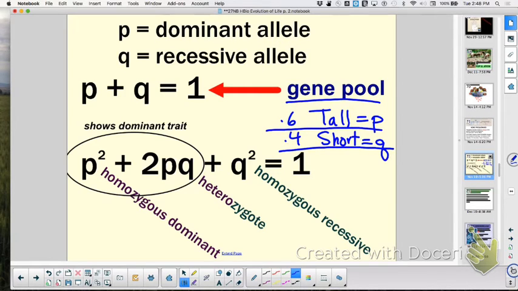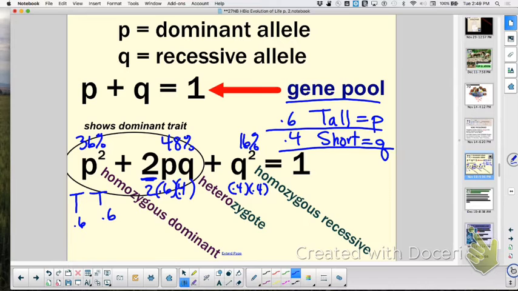So if I pull out a P for tall, right, and I pull out another P for tall, that would be then 0.6 times 0.6, which would be what? Yeah, 0.36 or 36%, I would expect to be tall, where both of their alleles were tall. Now, I could do PQ or QP, it's the same thing, so that's why there's two. What's 0.6 times 0.4? 0.24 times 2 is? Yeah, 48% of the time I would expect to see those that are a carrier for that recessive allele. And then two shorts, that would be 0.4 times 0.4. What is that? Yes, 16. So I would expect 16% of the time I would see that short allele.